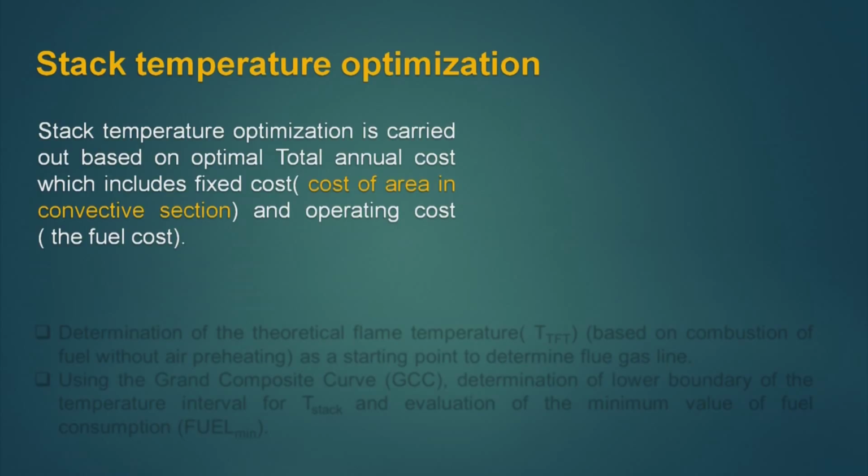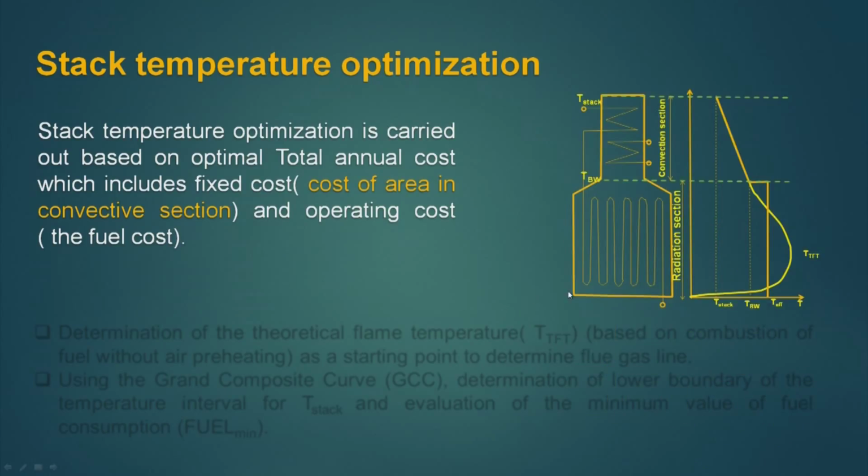Now, let us come to the stack temperature optimization. I had earlier told that we have to decide a stack temperature, and this decision will be based on trade off. Stack temperature optimization is carried out based on optimal total annual cost, which includes fixed cost, that means cost of area in the convection section, and operating cost, which includes the fuel cost.